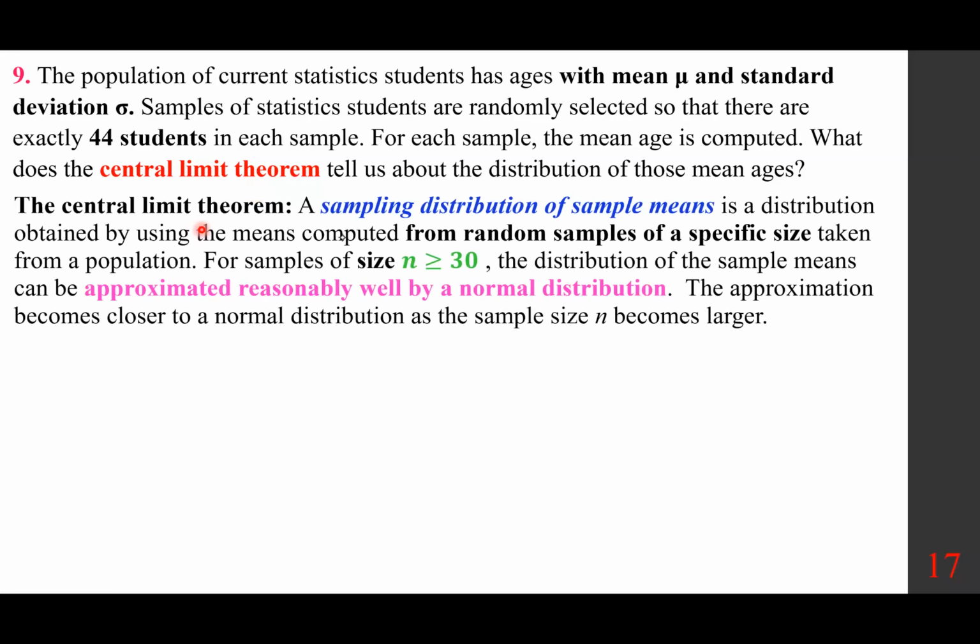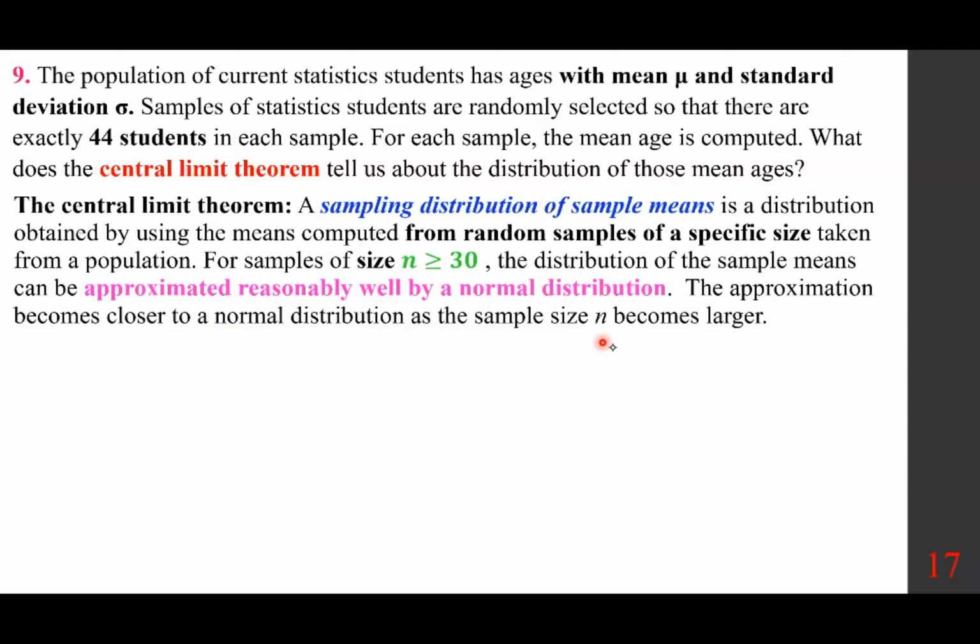The central limit theorem: a sampling distribution of sample means is a distribution obtained by using the means computed from random samples of a specific size taken from a population. For samples of size n larger than or equal to 30, that's important when n is large. How large is large? N is larger than or equal to 30. The distribution of the sample means can be approximated reasonably well by a normal distribution. The approximation becomes closer to a normal distribution as the sample size n becomes larger.